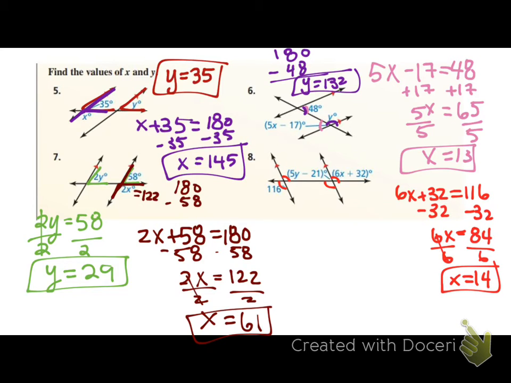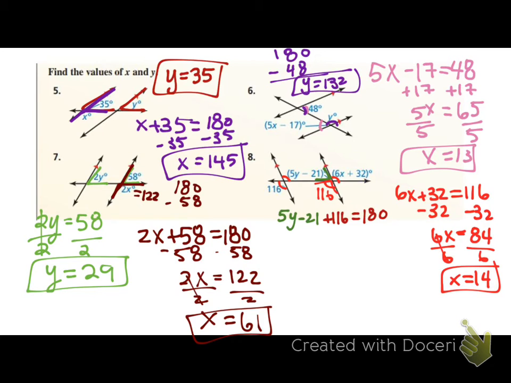Alright, so there are a couple of options. Was 5y minus 21 equal to 116? No. But if they're not congruent, the other option is that they are supplementary. So you could add them up: 5y minus 21 plus 116, and they'll equal 180.